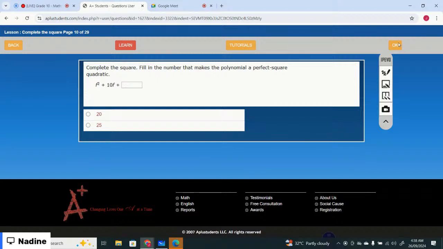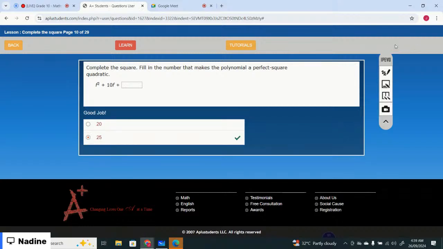Complete the square f square plus 10f plus the missing number. So which number is missing? You need to add b over 2, that is b is 10, so that means you need to add 5 square, right? That is 25. Option number 2 is the correct option.